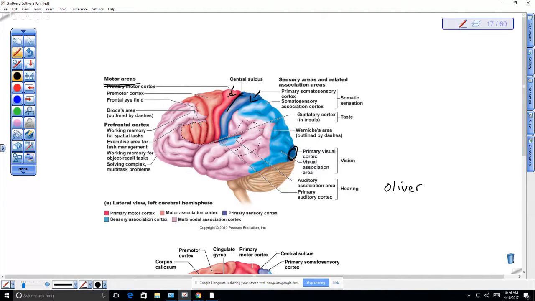Oliver Sacks. And he wrote The Man Who Mistook His Wife for a Hat.